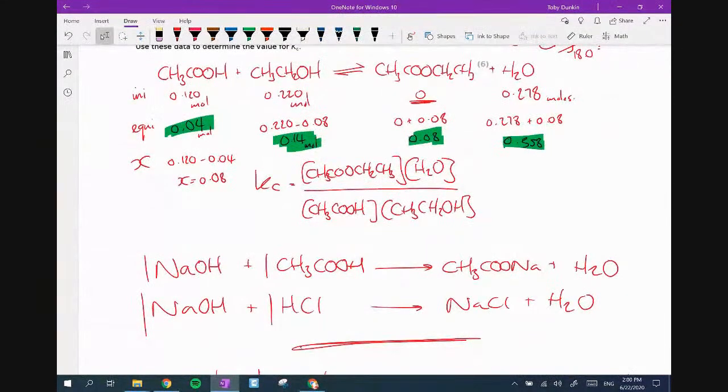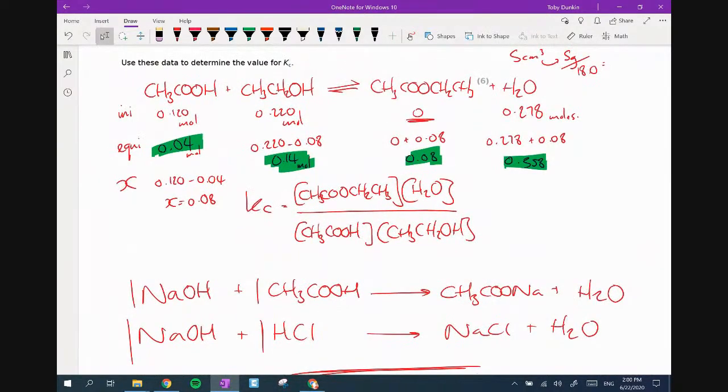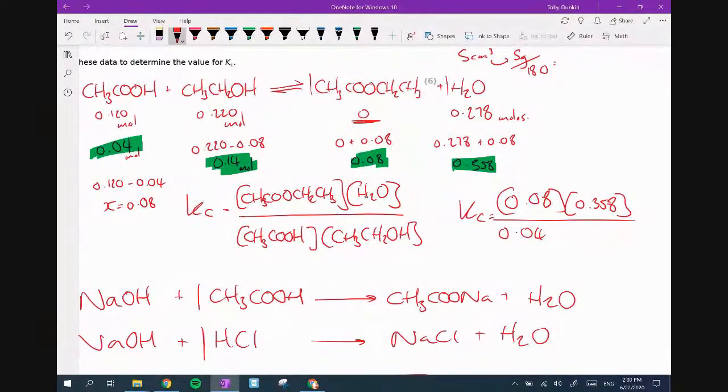Right, now I don't have to convert to concentration here because it's one-to-one-to-one in the equilibrium equation, which means I can insert moles directly. I can now create the final Kc. Kc equals products: 0.08 multiplied by, to the power of 1 because it's a 1 in the stoichiometric ratio, multiplied by water at 0.358, all over ethanoic at 0.04.